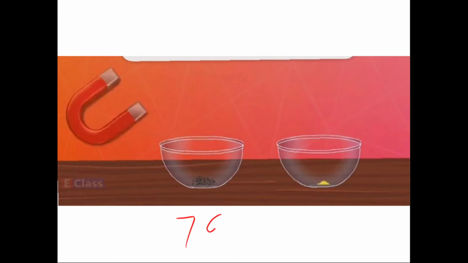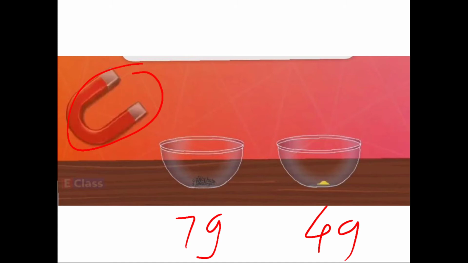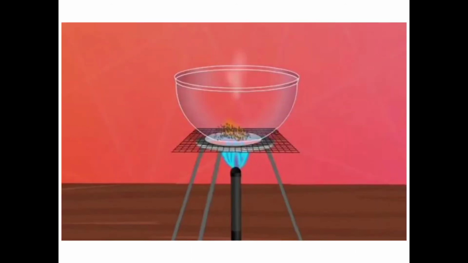So I have taken 7 grams of the iron filings and 4 grams of the sulfur. And what is this? You know, it's a horseshoe magnet. Now if you take it near the iron filings and the sulfur, what will happen? What will you observe?